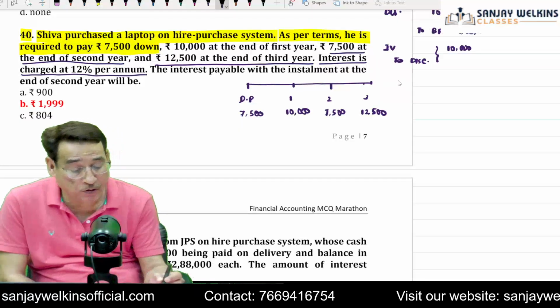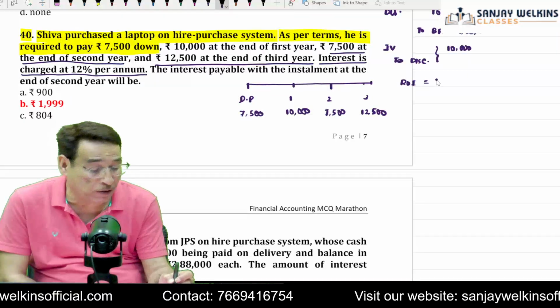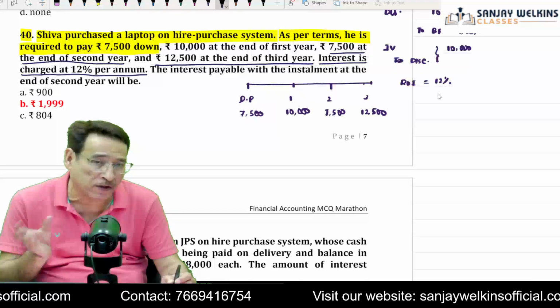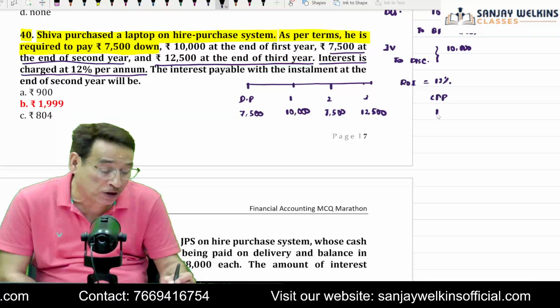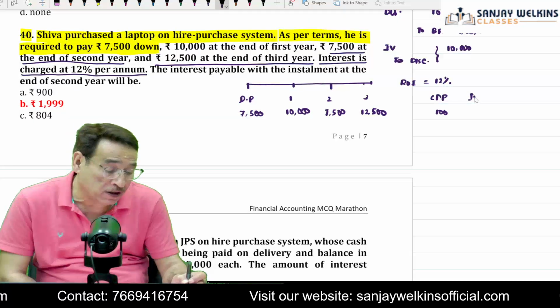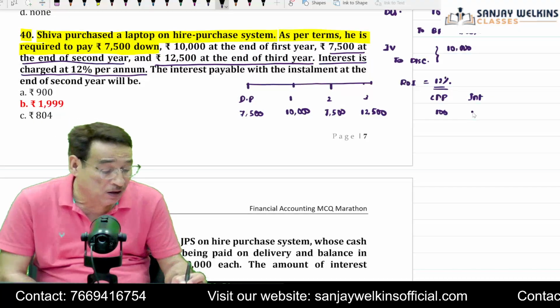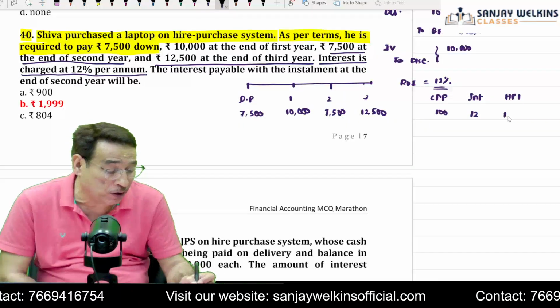Now, in this particular question, rate of interest is given to you. Rate of interest is 12% per annum. What do we mean by rate of interest? Often I have told you, rate of interest is always on cash price. Indirectly, it means if the cash price portion is 100, your interest is 12. So your hire purchase installment will be equal to 112.